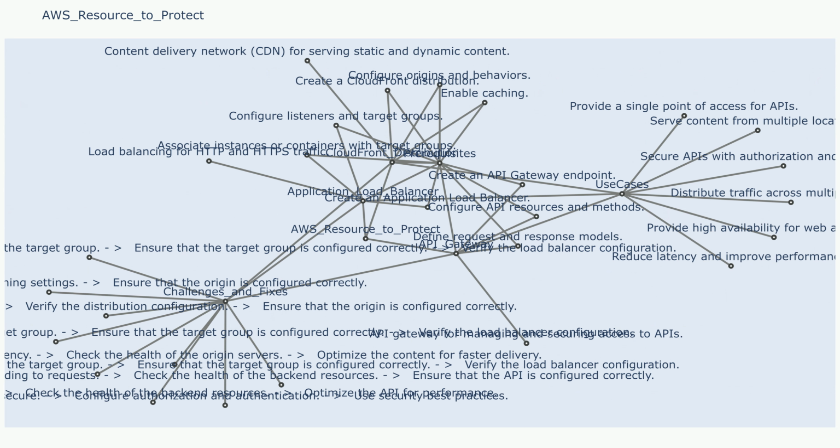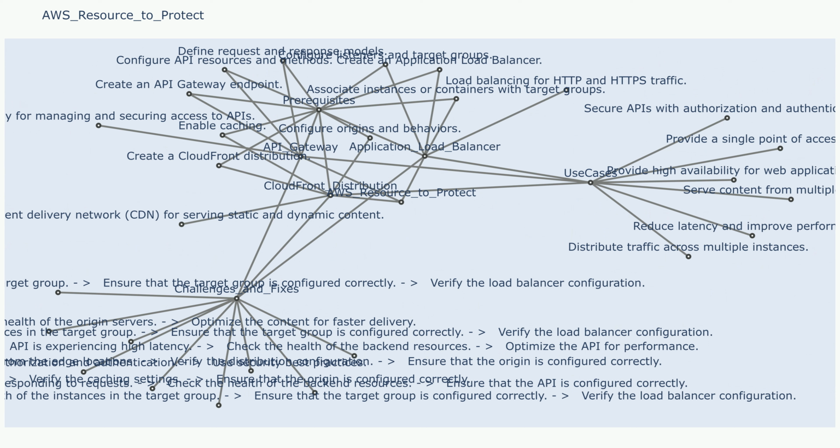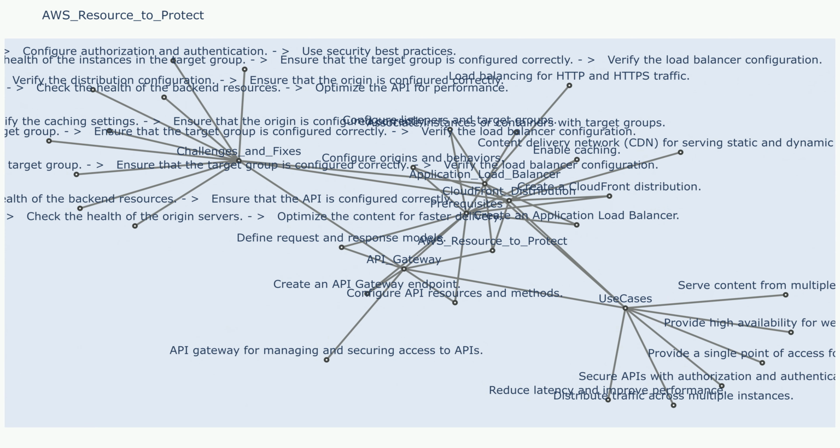Steps: create an application load balancer. Configure listeners and target groups. Associate instances or containers with target groups. Load balancer is not distributing traffic evenly.